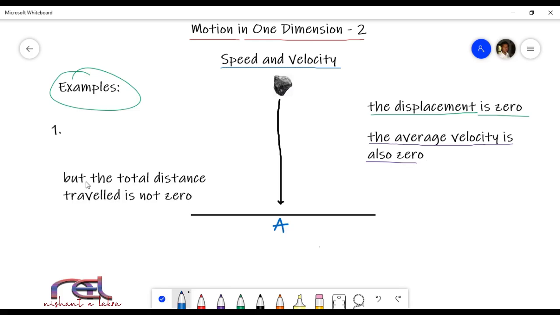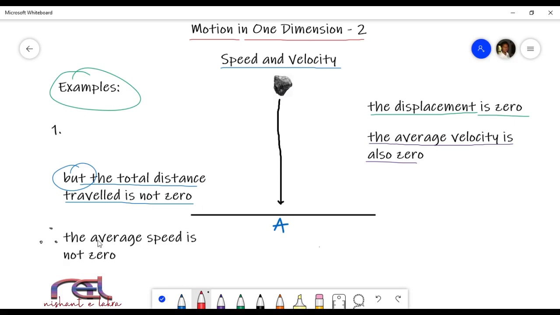But the total distance traveled is not 0, right? Previously I have explained to you about this. It has covered some distance to reach that height and again come back. So the total distance traveled is not 0. Therefore the average speed also will not be 0. I hope you understand this. You can just go back through the video and see it again.